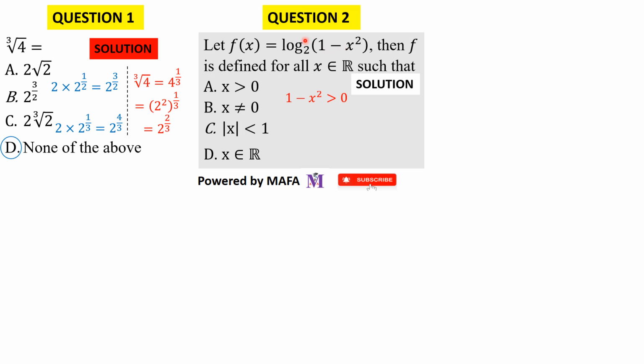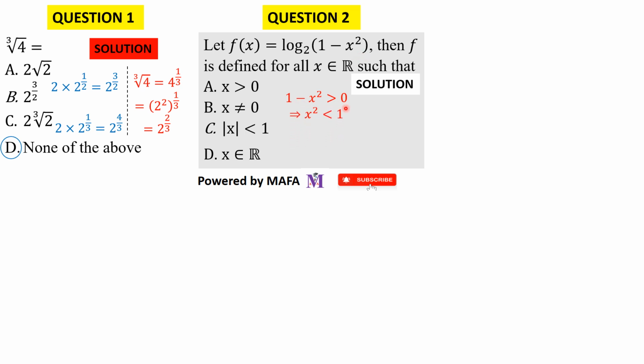Because if it is less than 0, we cannot compute the logarithm. We can compute the logarithm, but the response is going to be in a set of complex numbers. But here we are working in the set of real numbers. So the logarithm to the base 2 of 1 minus x squared is defined for 1 minus x squared greater than 0.